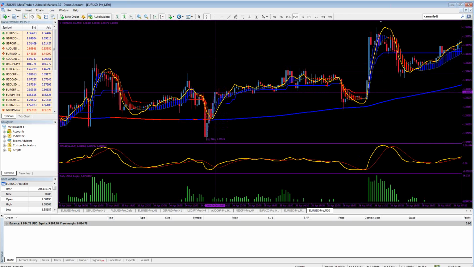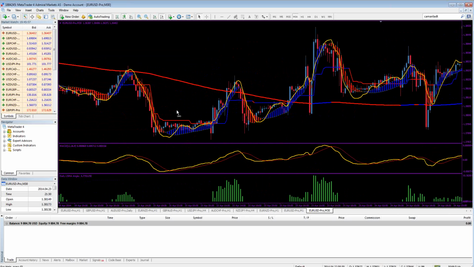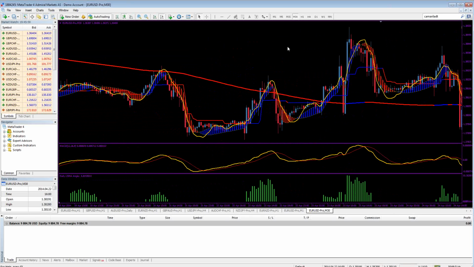Let's see how, no, it's too high. 36 points. It's not good. This is a good entry here. This is a good entry here. It's very close to last swing high, 11 pips, and you can see it went down.